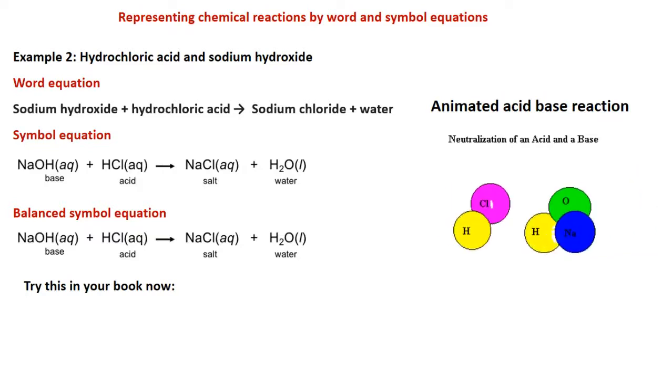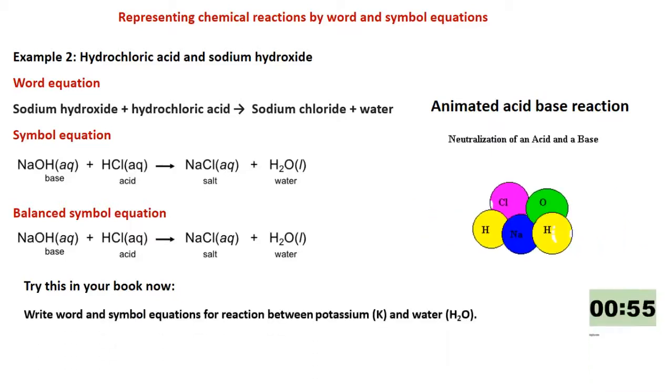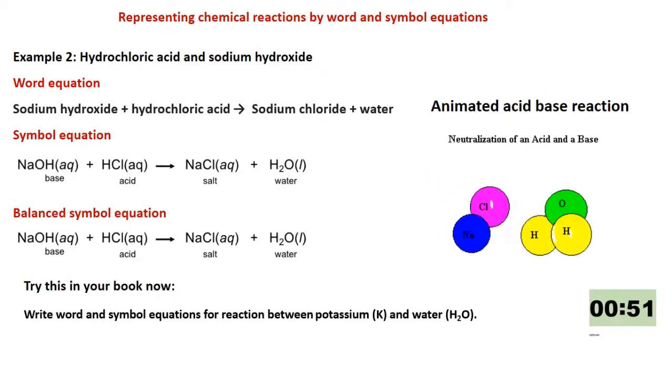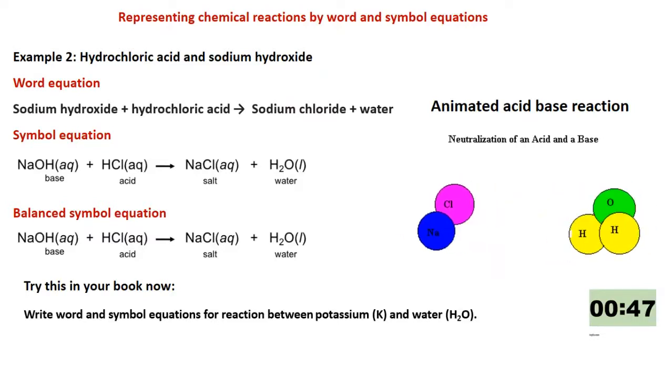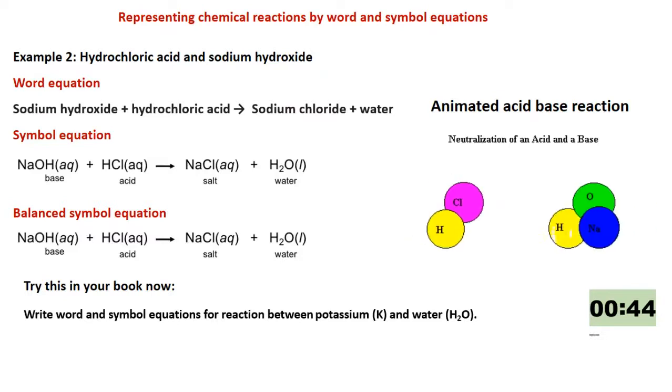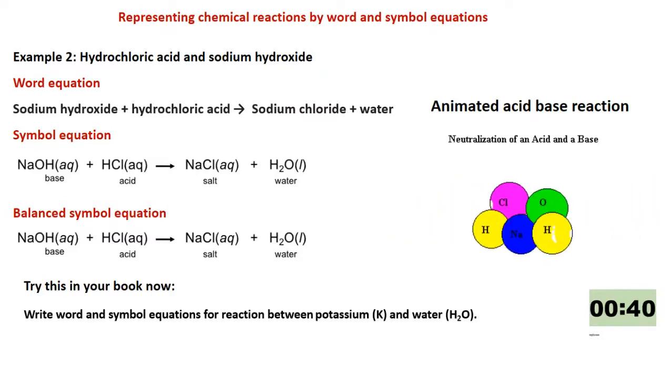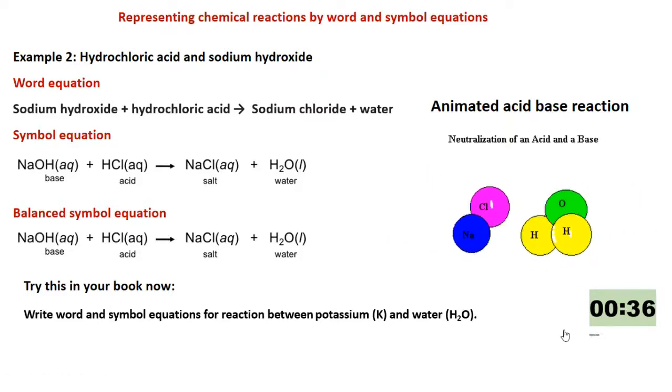I want you to try this in your books, okay? You've got a few seconds to do this. I think 1.5 minutes. Just a minute. Write word and symbol equations for the reaction between potassium and water. Again, I've put the chemical symbol for potassium, which is K, and water is H2O. If you want to try this in your books right now, please. Got a few seconds left.